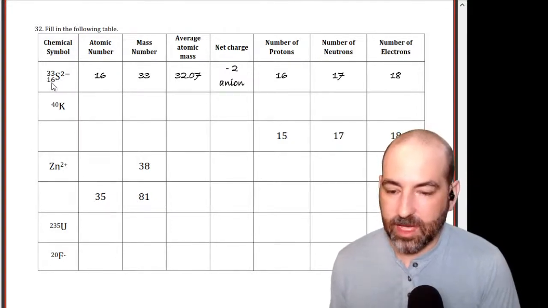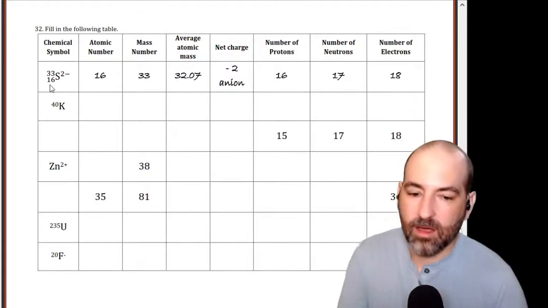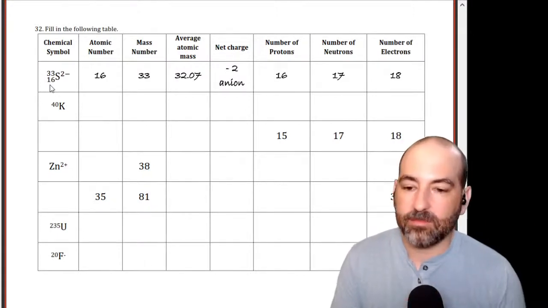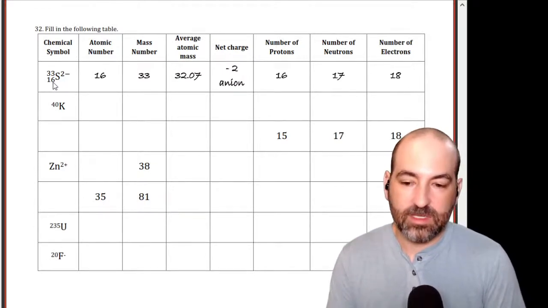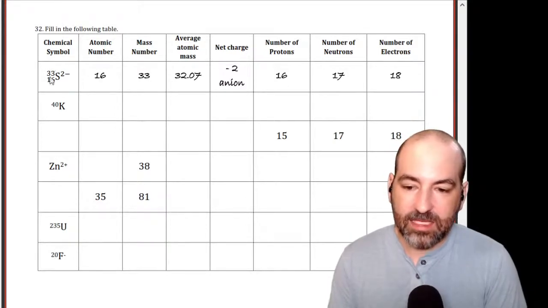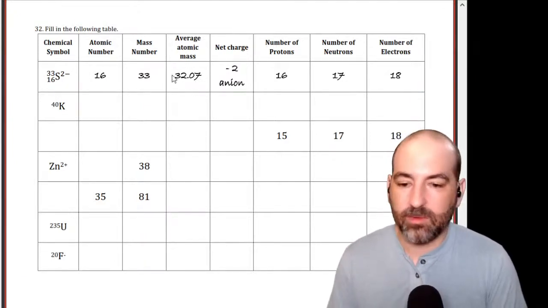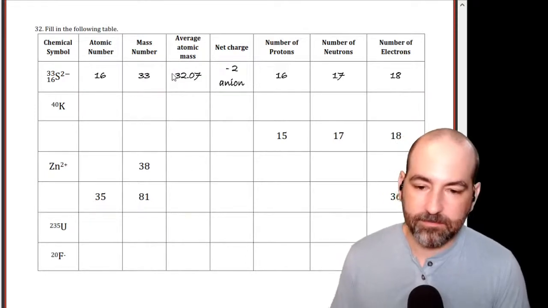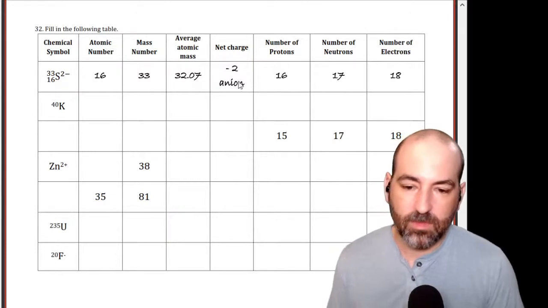So we've got an atomic number of 16, a mass number of 33, and a charge of -2. So let's go through how we get all the rest of the table filled out from that symbol. The atomic number, that's easy. We can either just get it from the lower left if it's given, or we look it up on the periodic table. The mass number, again, has to be given here because we can't get that from the periodic table. The average atomic mass we do get from the periodic table, but we can't really do anything else with it. So we just write it down. The net charge we have here from our symbol, -2, and it's an anion.